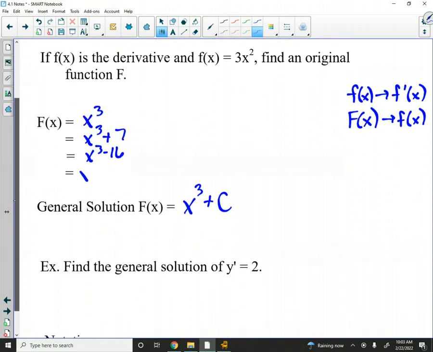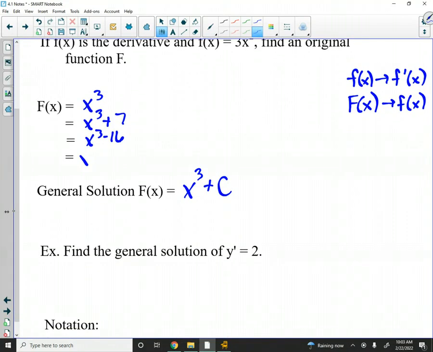Okay, let's try another one. And let's look at how they write it. General solution, so that's like how we wrote this answer here. Find the general solution of y prime equals 2. So this is telling you the derivative of y equals 2. Okay, now let's think notation first. If it's y prime, what would be the symbol on the antiderivative when you go backwards to the original? Y prime would go backwards to y, good.